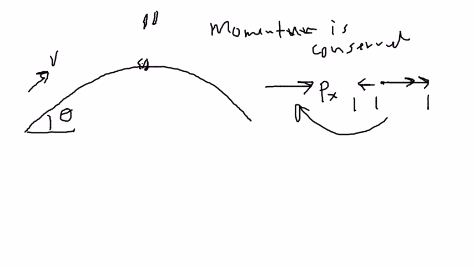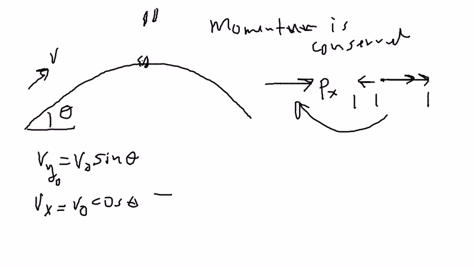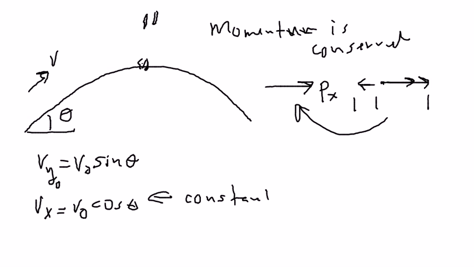So starting off with some of the other main ideas, what we need to do is first calculate velocity in the y direction. To start off with, v0y is v0 times the sine of theta. Vx is equal to v0 cosine of theta. The key idea there is that this is constant. It does not change. This here is going to change over time because of gravity.